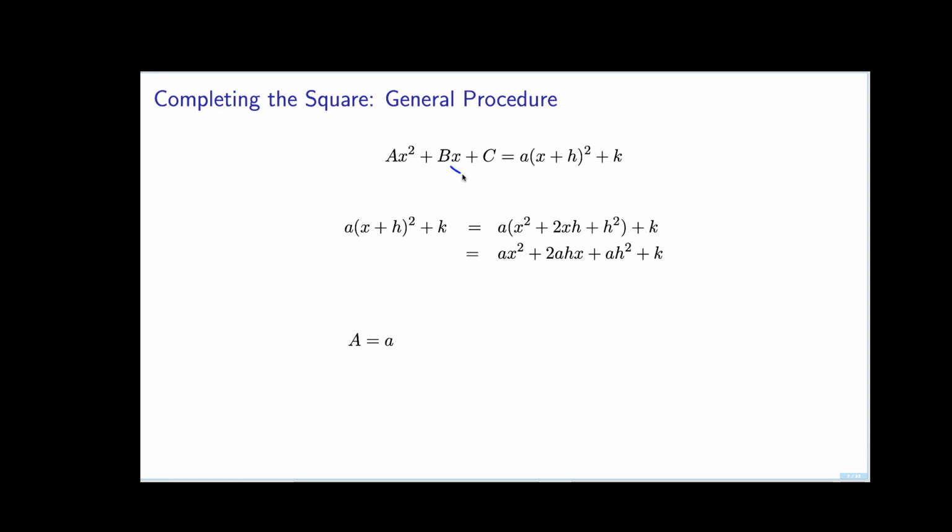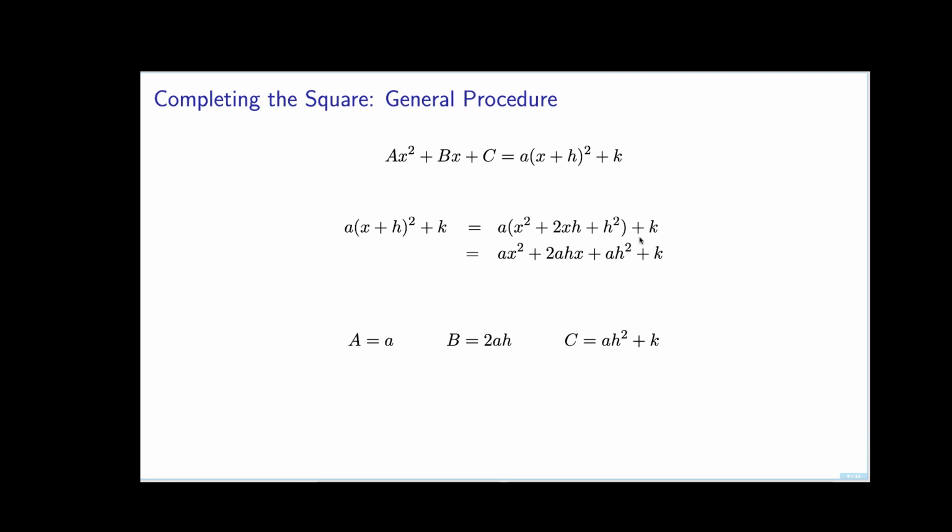We need the coefficient of x on the left to equal the coefficient of x on the right. So we get capital B is 2ah. And finally, we need the constant coefficient on the left to equal the constant coefficient on the right. So we need C to equal ah squared plus k. And again, the important thing to keep in mind here is that you didn't have to memorize any specific technique or complicated expression involving numerical values of your coefficients. You simply look at what you want on the right-hand side, expand it out, and identify your coefficients.